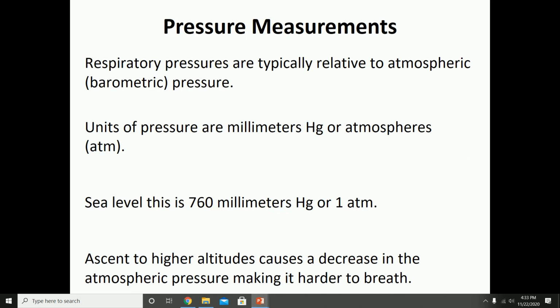Now, how do we measure all of these different pressures? We measure the respiratory pressures relative to the atmospheric pressure. And the unit of pressure is usually either 1 atmosphere or 0 atmosphere, or we use the measurement millimeters of mercury. So at sea level, we consider that to be 1 atmosphere or 760 millimeters of mercury. When we go up to higher altitudes, that will lead to the decrease in pressure, and that actually makes it harder to breathe.